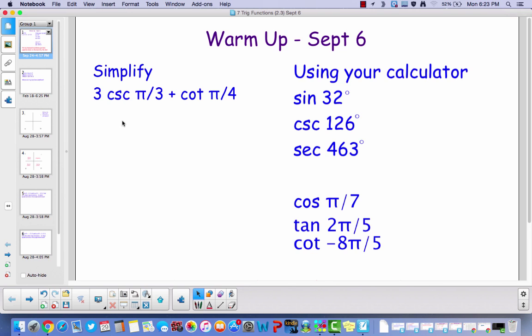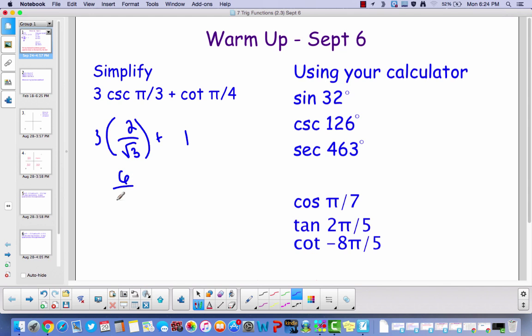First of all, with this cosecant, remember that cosecant is 1 over the sine. Sine of pi over 3 is the square root of 3 over 2, so 1 over that would be 2 over the square root of 3. And then we need to multiply that by 3. Cotangent of pi over 4 is the reciprocal of tangent of pi over 4. Tangent of pi over 4 is 1. The reciprocal of 1 is still 1. So we could write this as 6 over the square root of 3 plus 1.